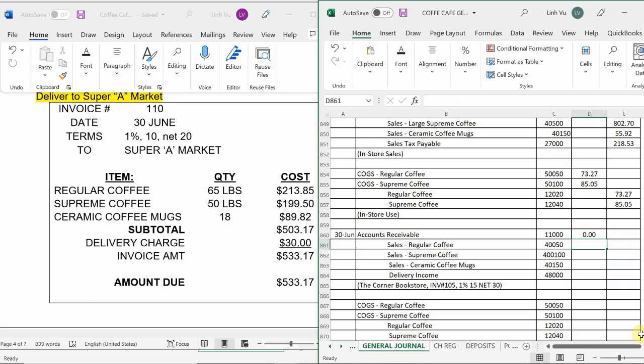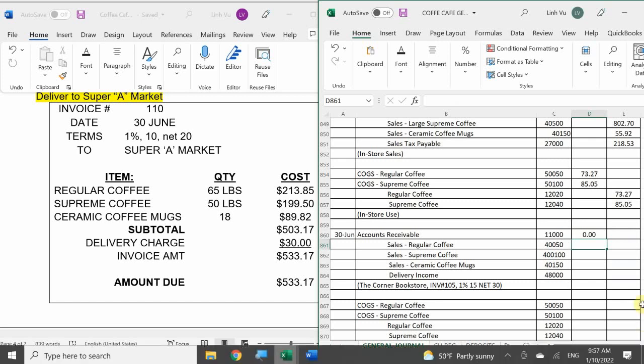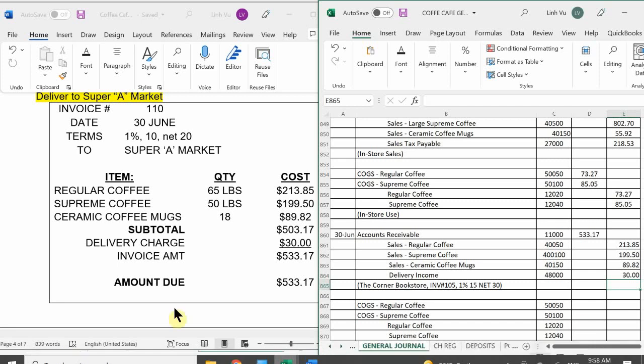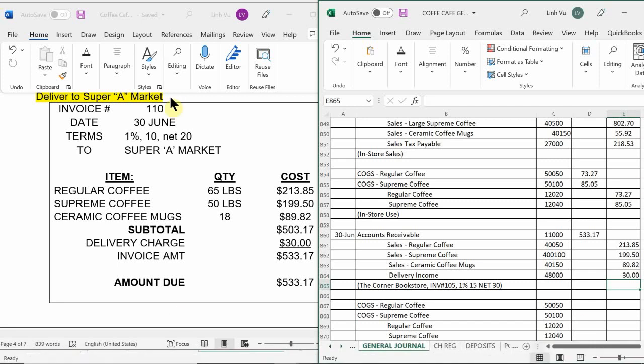Okay, so sales regular coffee, how much money did we earn? 213.85. How much Supreme coffee? 199.50. And ceramic coffee mugs? 89.82. And then $30 worth of delivery fee, giving us a grand total of $533.17.